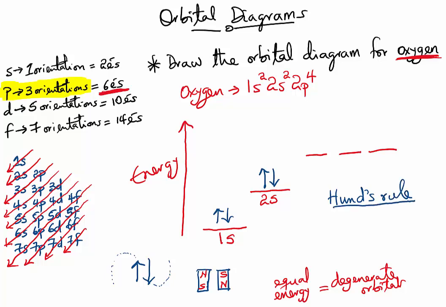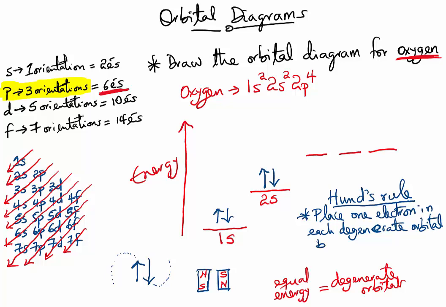What is the Hund's rule? Hund's rule says that we should place 1 electron in each orbital before we start pairing them. Place 1 electron in each degenerate orbital before pairing.